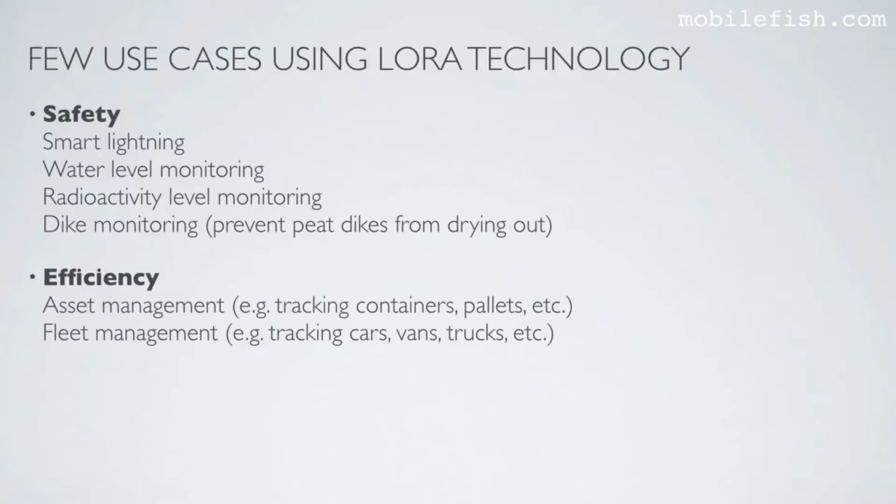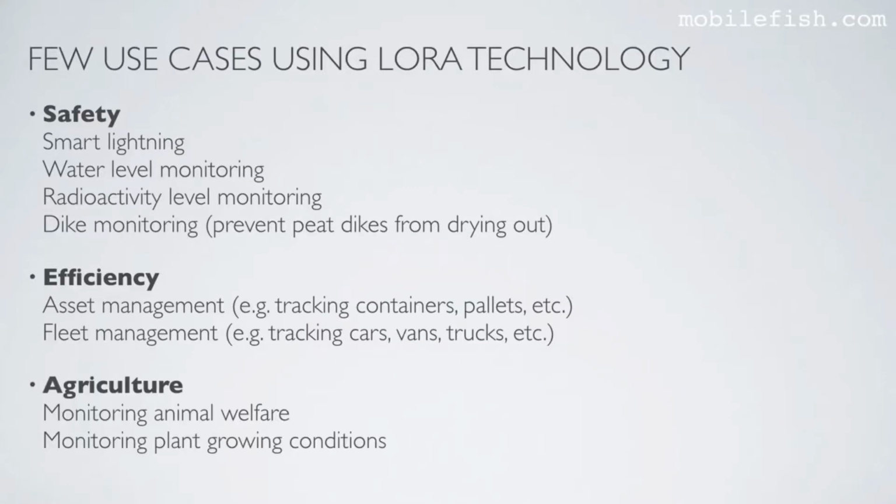In the category efficiency, we have asset management and fleet management. For example, tracking cars, vans, and trucks. And the last category, agriculture, monitoring animal welfare and monitoring plant growing conditions.